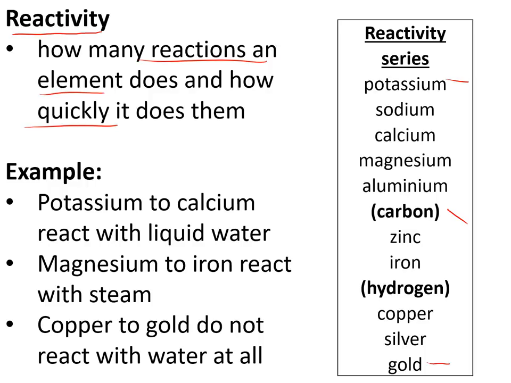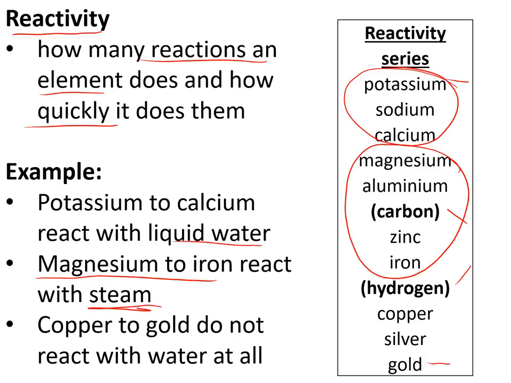You'll note we've got carbon and hydrogen in here. They're not metals, but you put them in there anyway because we find that their reactivity is important to compare to the metals. Some examples of this, potassium to calcium. Okay, so these guys are our most reactive metals. They react just if you drop them into liquid water. Okay, magnesium to iron, they will still react with water, but it has to be hot in the form of steam. Whereas these guys at the bottom, copper, silver and gold, okay, they do not react with water at all, no matter how hot you make it. So that's just showing the idea that at the top, the metals are very reactive, and at the bottom, they're very unreactive.